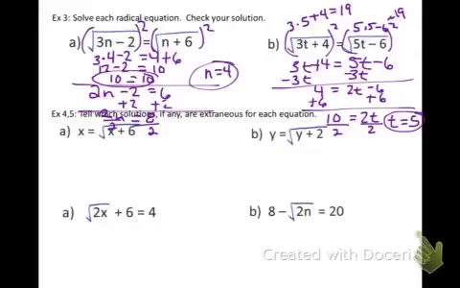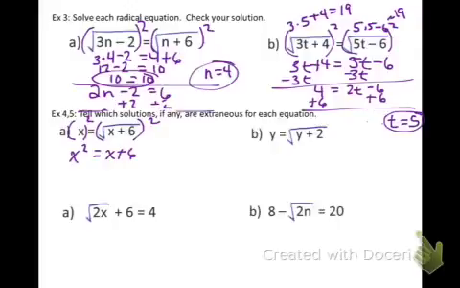Okay. So now we're going to do it a little differently. You have to get the square root by itself. And on A, the square root's by itself. It's square root of x plus 6. So to get rid of the square root, you square both sides. So it's going to be x squared equals x plus 6.